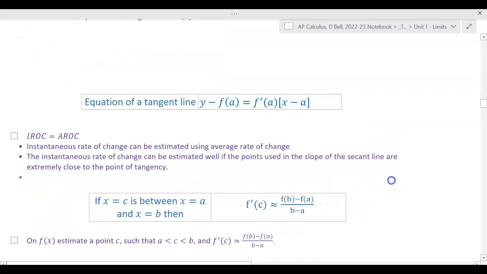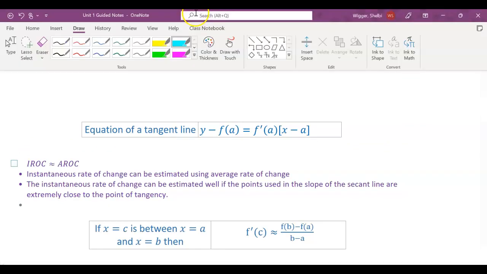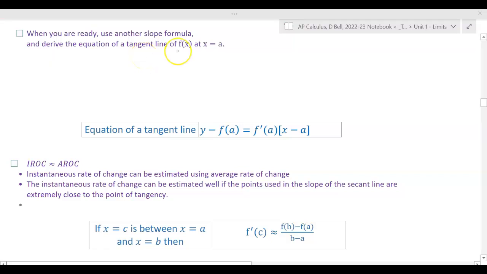And now we're going to connect the two. Okay, we're going to derive the equation of a tangent line of f of x at x equals a. So we need two things for an equation of a tangent line. We're going to be writing equations of tangent lines all year. So we need two things. We need the point and we need the slope.